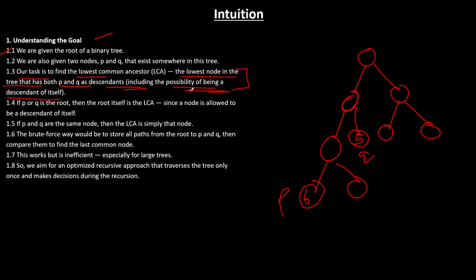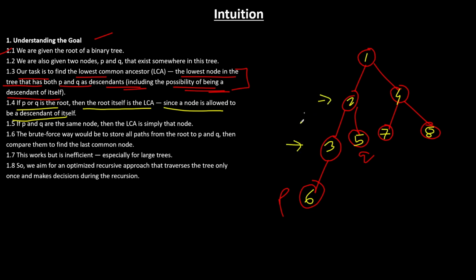I have explained it earlier also. Let me give some random numbers, 1, 2. Okay. So I've given some values to the nodes. Now, if P or Q is not in the root, then the root itself is the LCA. Fine. But since a node is allowed to be a descendant of itself, in this LCA problem, if we have to find 2 and 3, then 2 becomes the LCA, right? But if this case was not given, then it would return the root node.